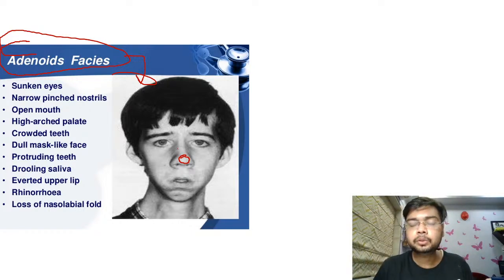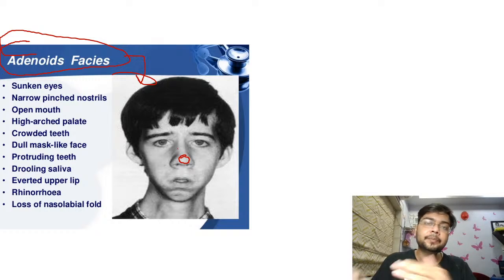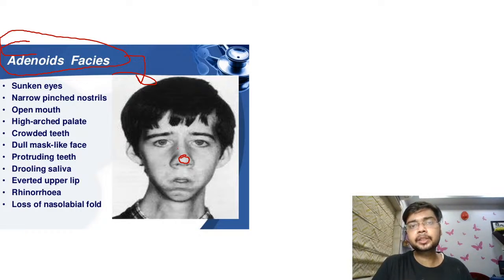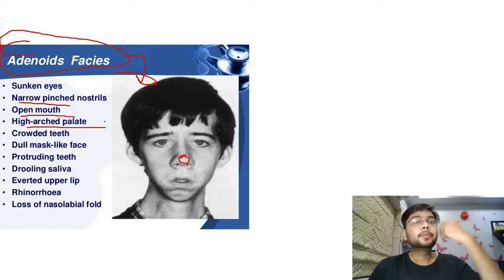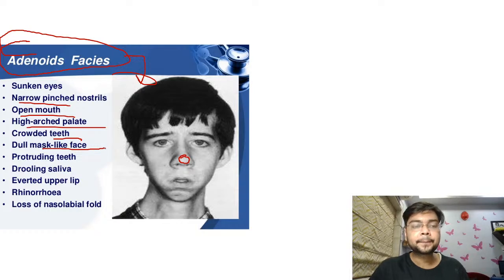The patient is not breathing through the nose, because the nasal airway is blocked behind by the adenoids, right? That is why the patient has mouth breathing. You will observe that the child sleeps with an open mouth, or sleeps in the opposite direction in supine position so that he can breathe, because adenoids are closing the nasal airway. So there will be narrow pinched nostrils, a high arched palate due to more usage of the mouth, crowded teeth, and a dull mask-like face. Many a time these are also called idiotic face.